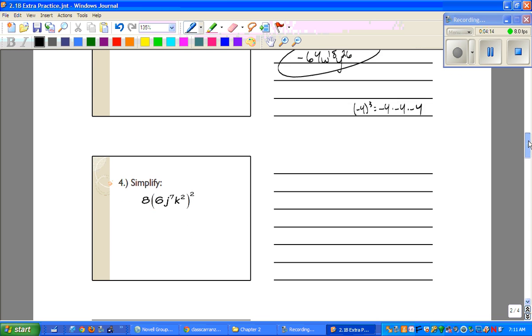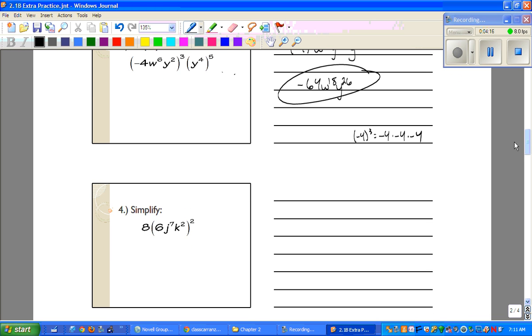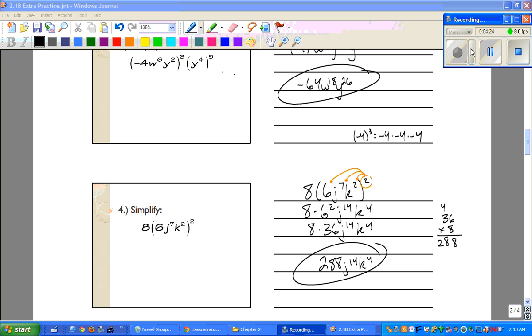All right, number 4. Why don't you guys try number 4 real quick and see what you get. Go ahead and pause the video. Okay, there's the answer. Just remember that when you're distributing that square, it only goes to the things that are inside the parentheses, not the 8s. Okay?